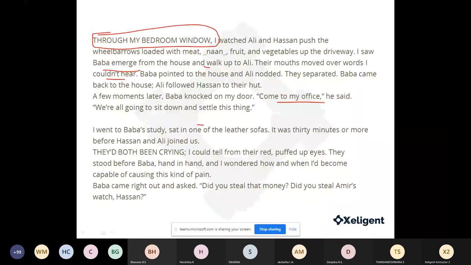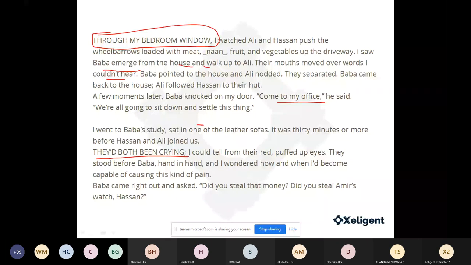I went to Baba's study, sat in one of the leather sofas. It was 30 minutes or more before Hassan and Ali joined us. Now everybody is sitting along with Baba, that is narrator, Baba, Hassan and Ali. They've both been crying. So who are crying here? Those who are accused. Hassan and Ali, they are accused, right? So they've both been crying. I could tell from their red puffed up eyes.